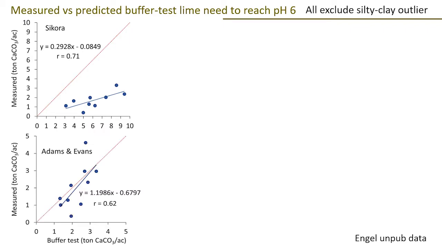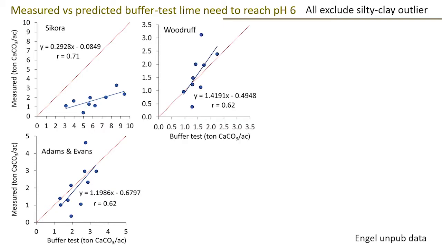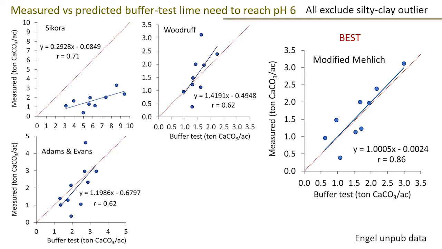The Adams and Evans test did substantially better. The Woodruff test didn't do too bad, except I would have liked to see a slope closer to 1. And the one that did the best was the modified Mehlich test. What I like about it is if we look at this y equals mx plus b equation, the slope is very close to 1, which is what you'd like to see, and there's not very much scatter around that line.